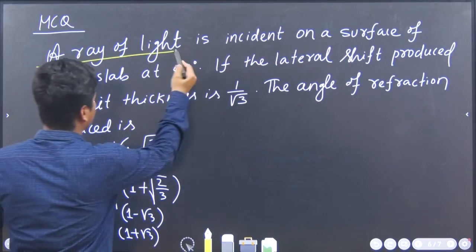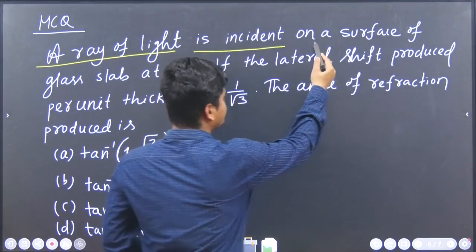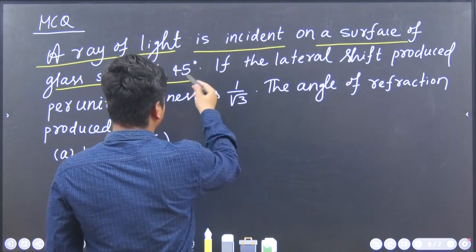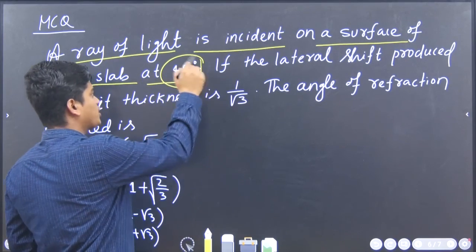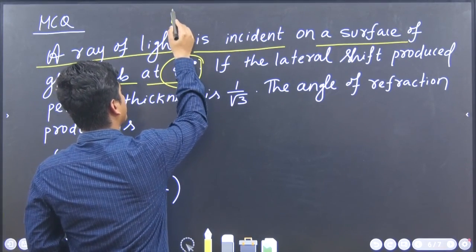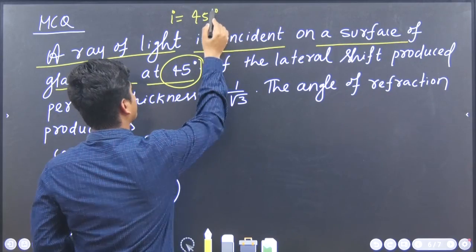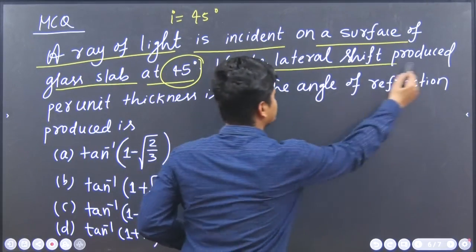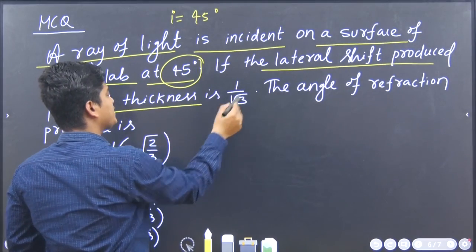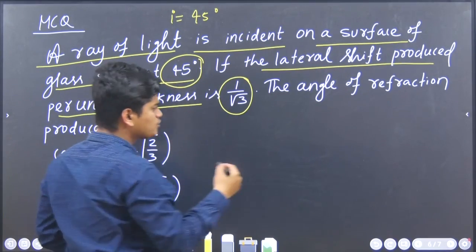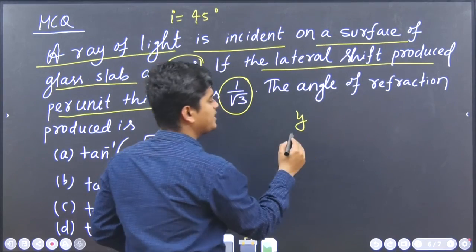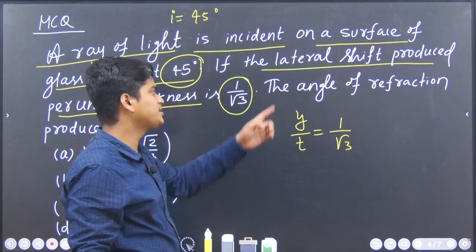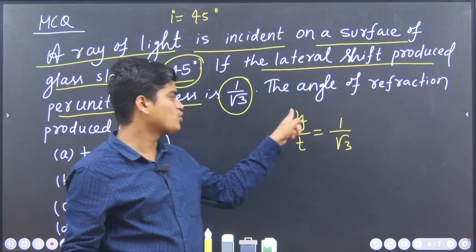They are telling here a ray of light is incident on the surface of a slab at 45 degrees. So this 45 degrees is nothing but the angle of incidence. If the lateral shift produced per unit thickness is 1 by root 3, so what are they telling? Lateral shift by thickness is 1 by root 3. They are telling the lateral shift per unit thickness, that means y by t.